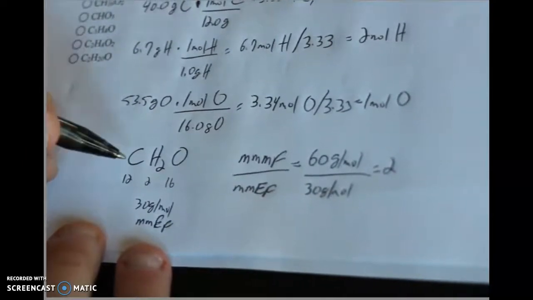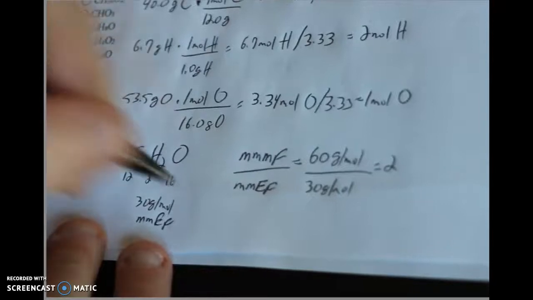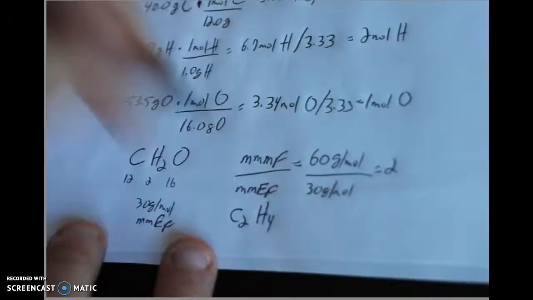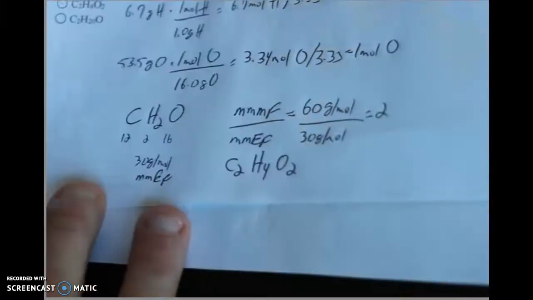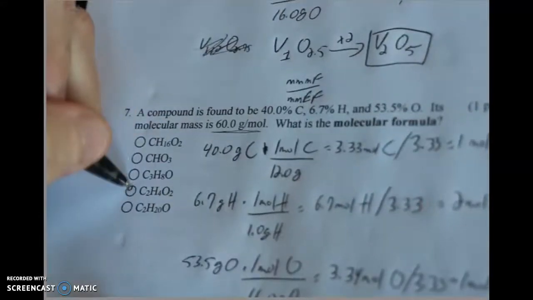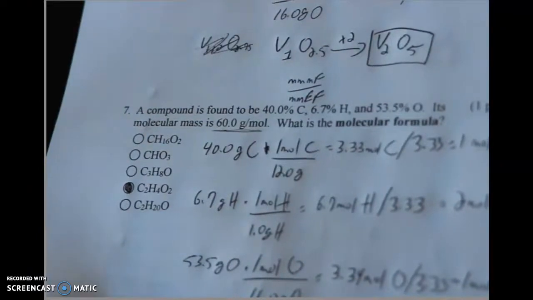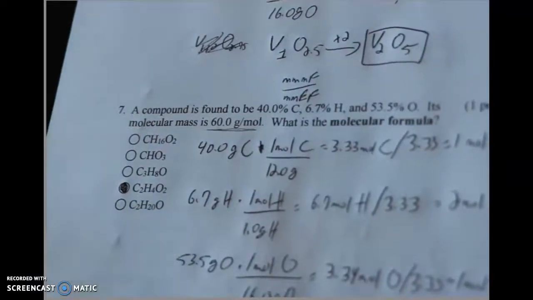So CH2O now becomes C2H4O2, which should be one of the options here, right here, C2H4O2. So that's molecular formula. It's a long problem, but you start off doing empirical formula first.